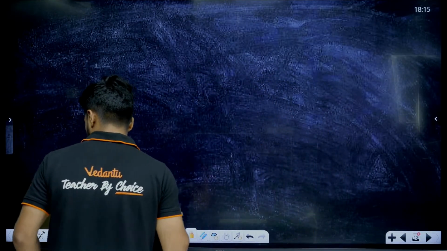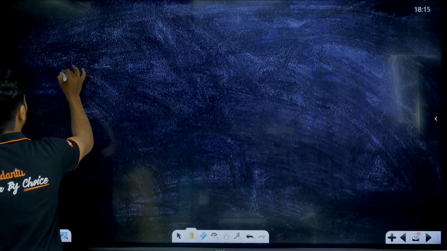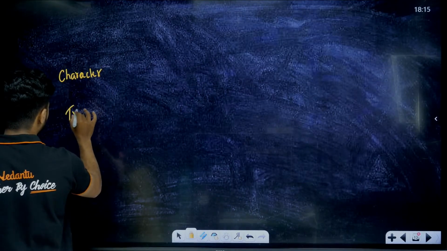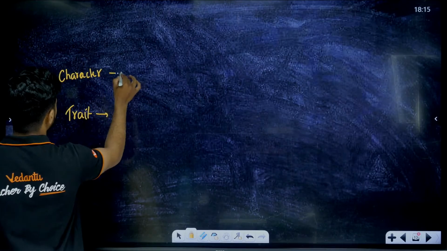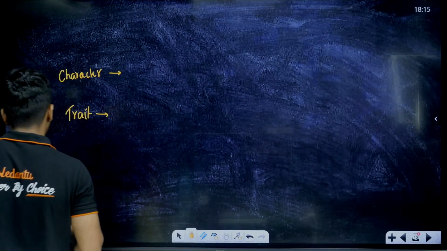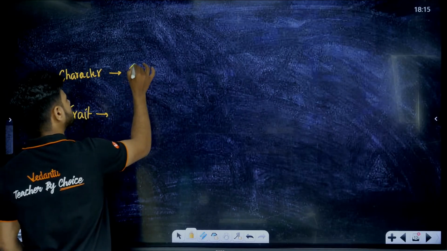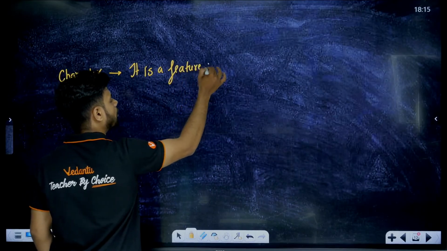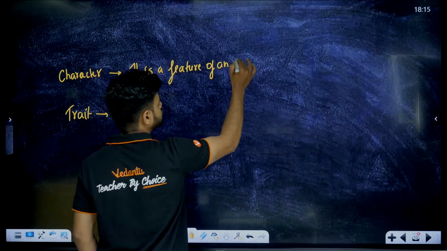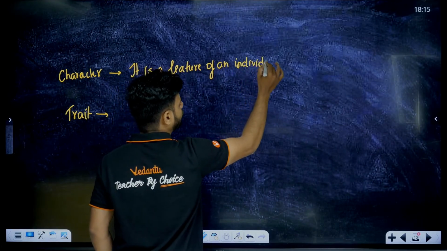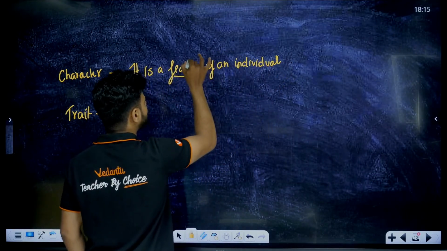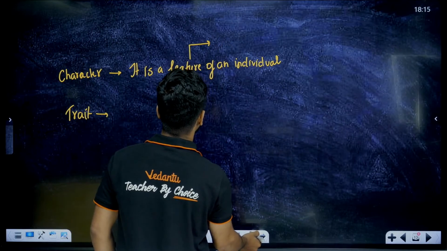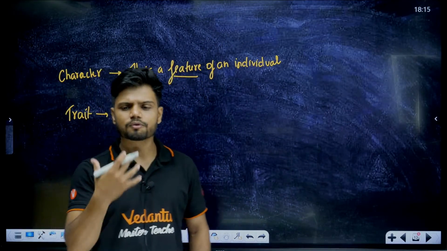Now in this chapter, the first thing you need to understand is what is a character and what is a trait. A character is a feature of an individual. When I say feature, I mean a phenotypic character. Let's not say phenotypic, as it can become a little complicated. It's a type of feature of an individual.